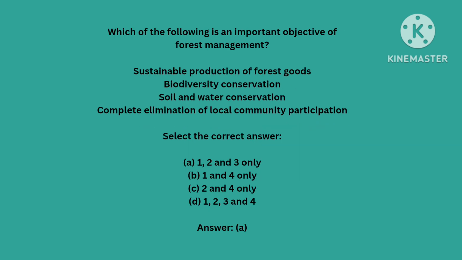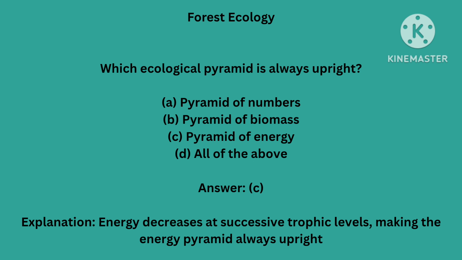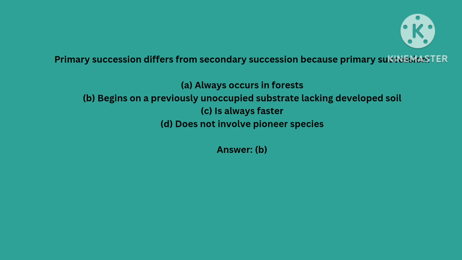Taungya system. Which of the following is an important objective of forest management? Now here few options have been given: sustainable production of forest goods, biodiversity conservation, soil and water conservation, complete elimination of local community participation, and the correct answer is first three. Next, on forest ecology, which ecological pyramid is always upright? So that is the question, and the answer is pyramid of energy. Energy decreases at successive trophic levels, making the energy pyramid upright.